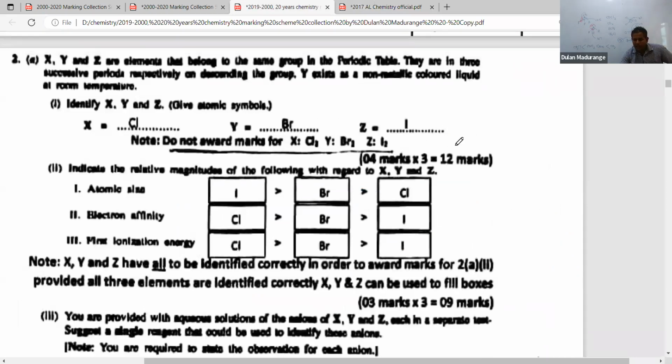So here check your marks for this part: chlorine, bromine, iodine. 4 marks each, 12 marks for the three. You can put your marks out of 12. Then here out of 9 you can put your marks, 3 into 3. So get a red pen and try to write the correct answers if you have written an incorrect answer. If you have written Cl2, Br2, I2, they don't give marks because they are asking for the elements.